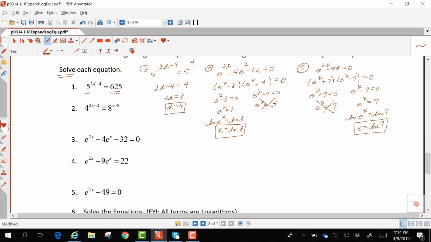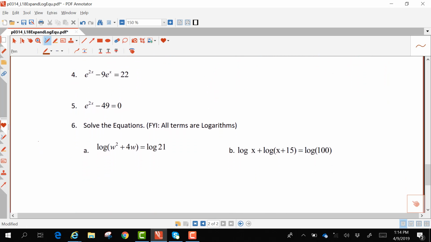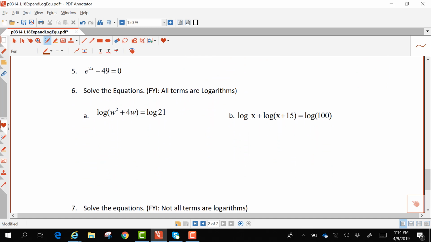These are exponential equations that I just solved. Numbers 1 through 5 are exponential equations. There is no logarithm in the equation. As I move down to the next set, notice in part 6, these all have logarithms in them. So these are logarithmic equations.